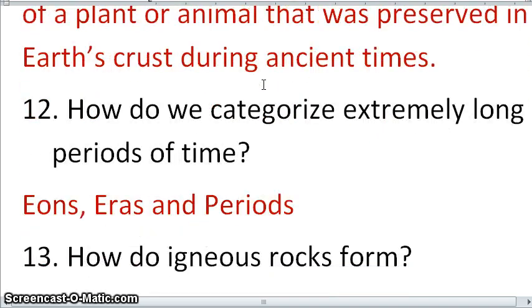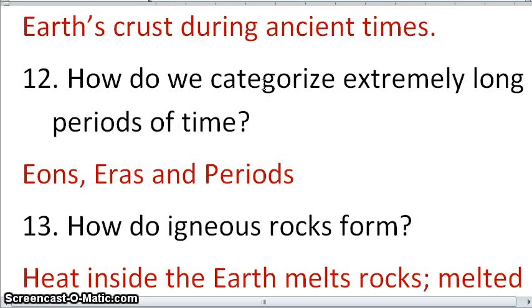Question 12. How do we categorize extremely long periods of time? When we're talking about geological time and timelines, we're going to be talking about things like eons, which are the biggest, longest periods of time. Then eras, which is what we started with in class, and we talked about the 3 main eras, the Paleozoic, the Mesozoic, and the Cenozoic. And then the different periods, and the periods would be found within the different eras, and that's where we get into things like Jurassic, Triassic, Cretaceous, the different periods that would make up the Mesozoic era, for example.